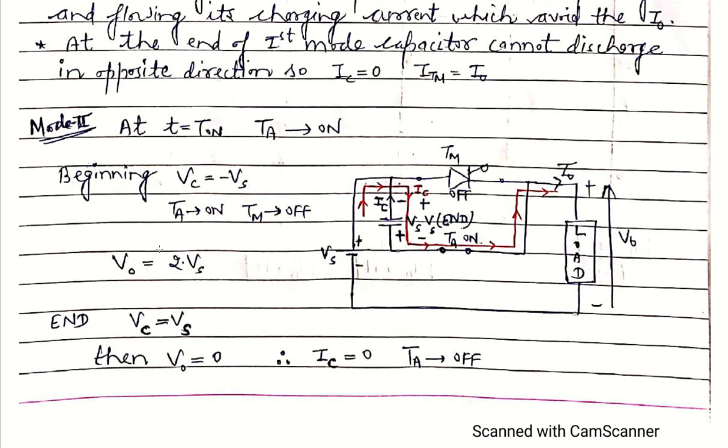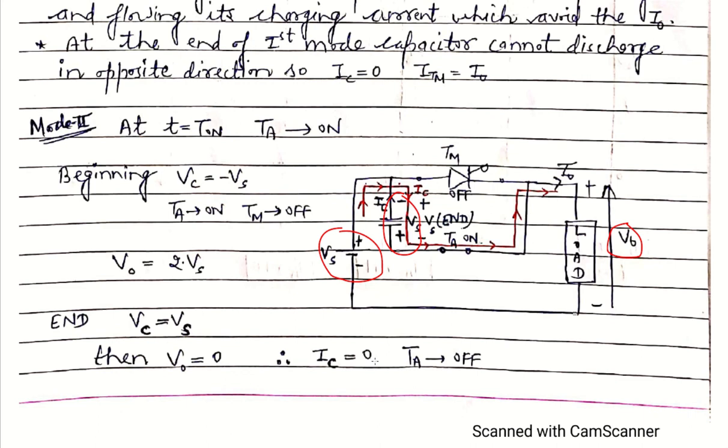And what is the output voltage? V naught, if we apply KVL in the current flowing path, equals plus Vs at the source side, added to the minus Vs at the beginning. So it will be 2 Vs at the output side. At the end, the polarity will be plus minus Vs across the capacitor, so the resultant voltage at the output side will become 0. Applying KVL, V naught equals 0 at the end of the second mode.